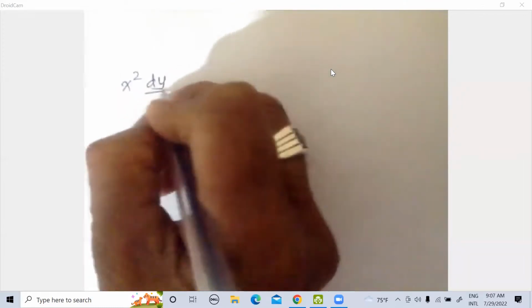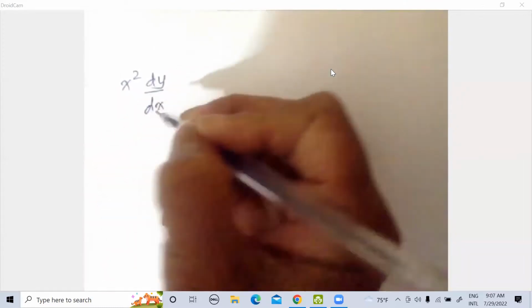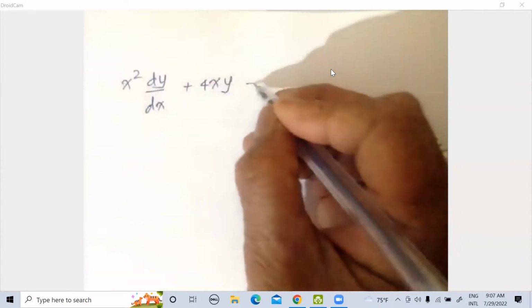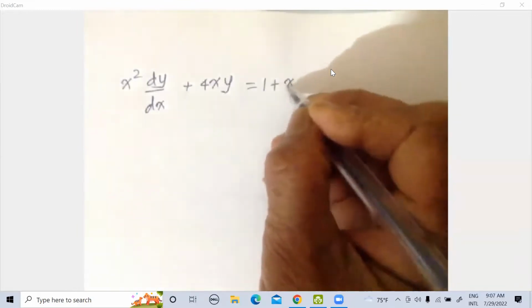So for linear differential equations, do this problem. It's similar to what we have done. Try the procedure carefully. x squared dy over dx plus 4xy equals 1 plus x squared.